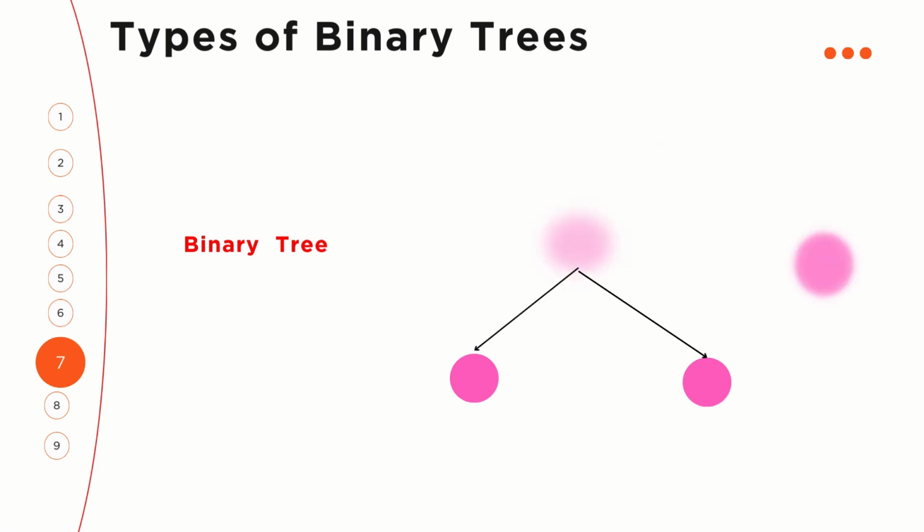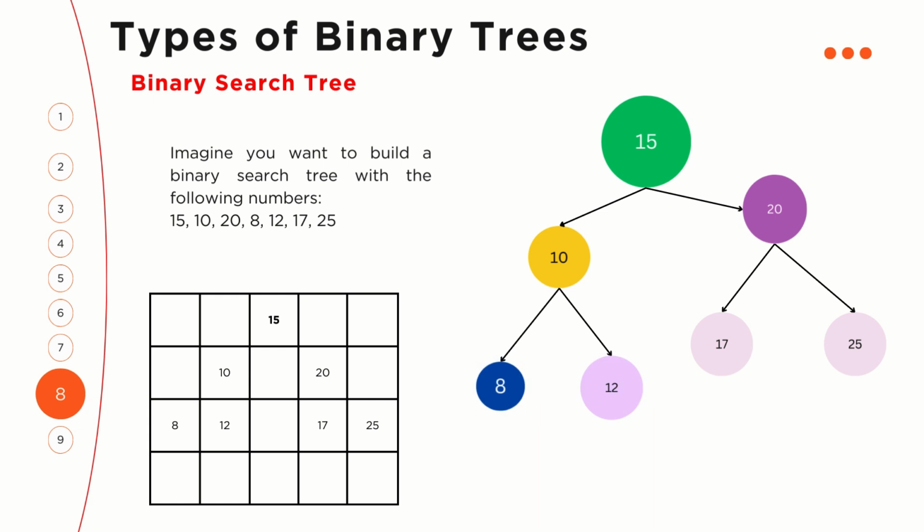Okay. Let's look at another type. We have the binary search tree. This is a little complicated, but pay close attention and you will get the understanding. Now, the binary search tree, imagine it this way, that you want to build a binary search tree with the following numbers. So again, we are looking at it in terms of binary. It means that every node is supposed to have two children. So we are starting with the number 15. It means that the root is 15. So 15 becomes my root.